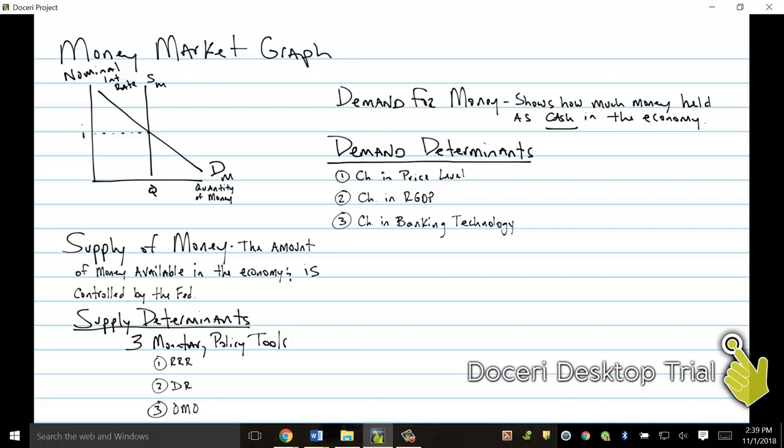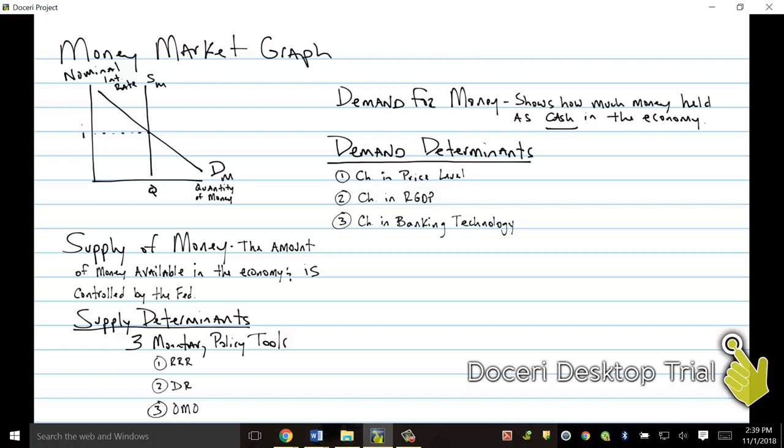Okay? Now, our demand determinants are the factors that are going to cause that demand curve on our graph to change. And you can see that there are three demand determinants: price level, GDP, and banking technology. So I'm just going to go through each determinant in a second and allow you to see how each determinant would change our demand for money as cash.